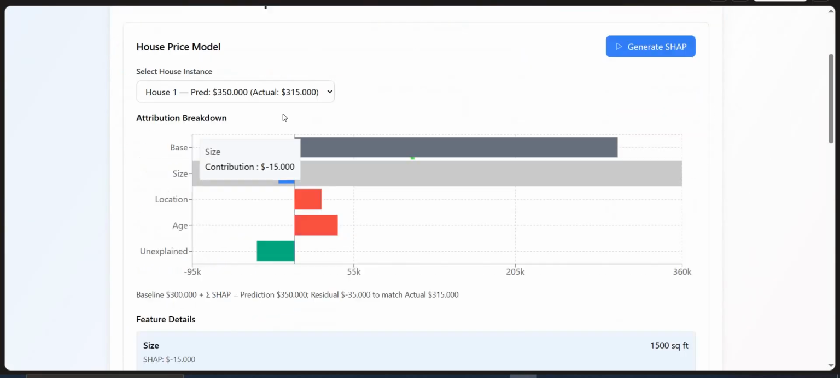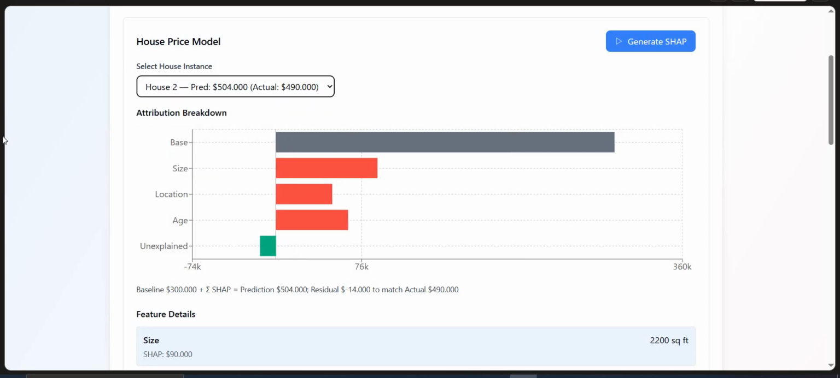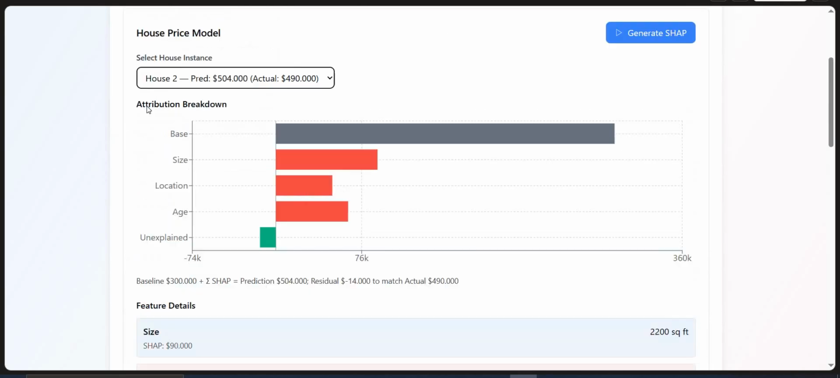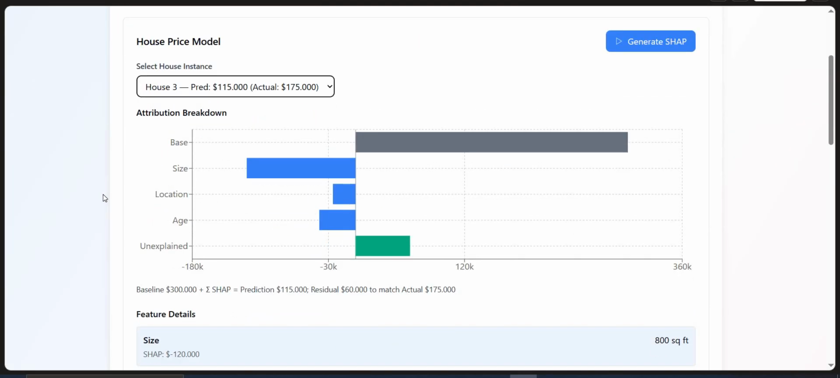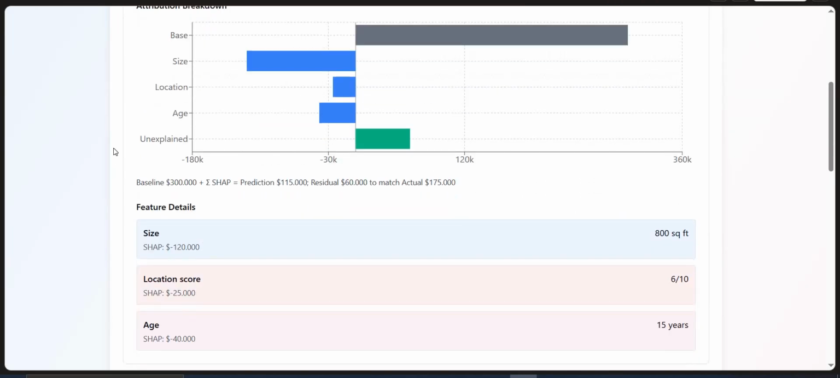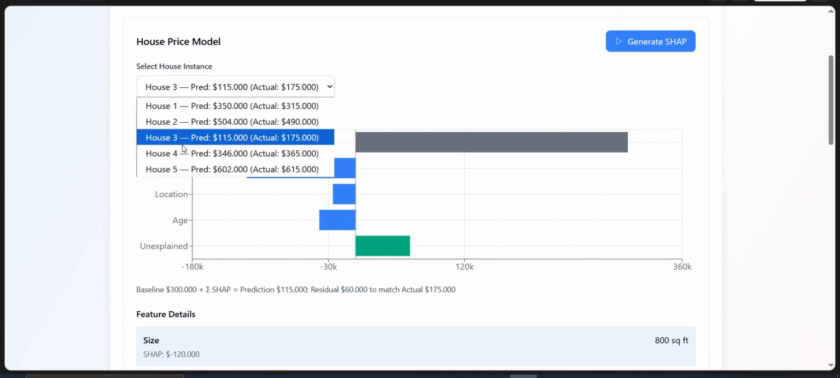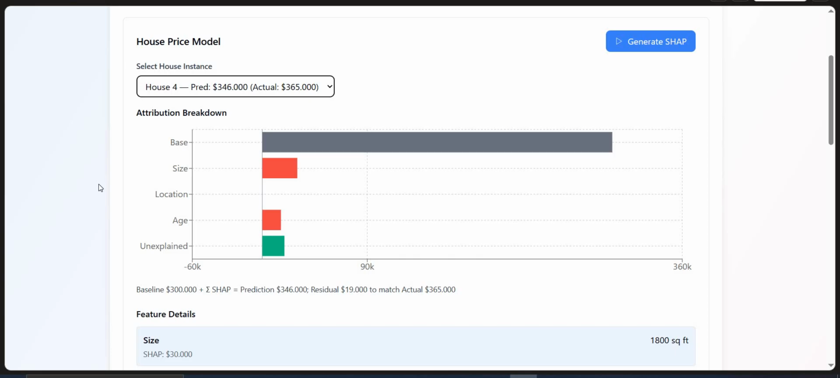And you can see other examples. House 2 here and house 3 here. House 4, and finally house 5.